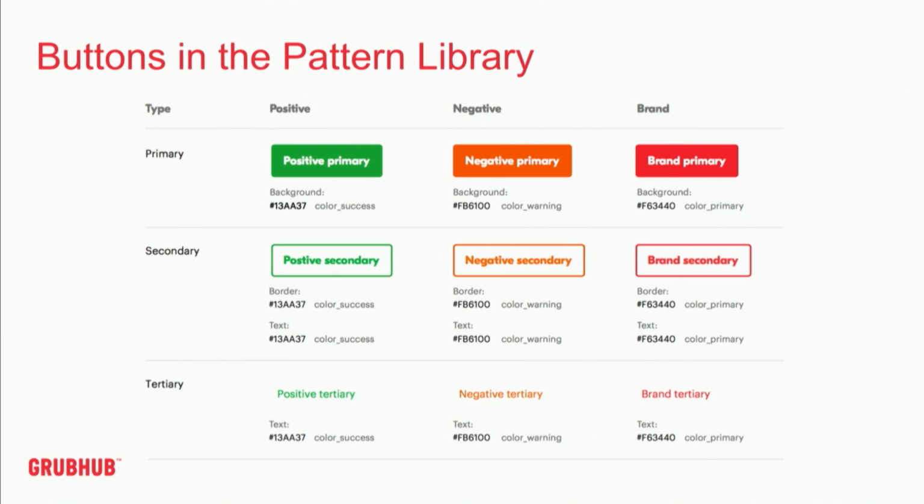And by color scheme, what that helps us understand is what does that button look like in its normal state? What does it look like when it's pressed? What does it look like when it's disabled, etc.